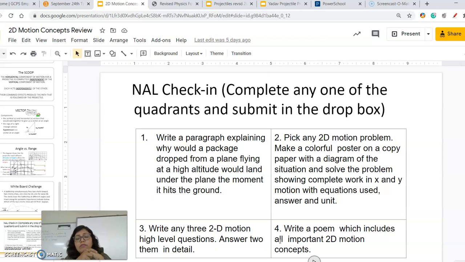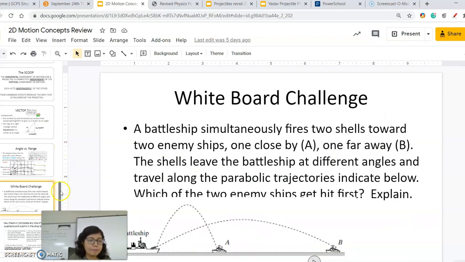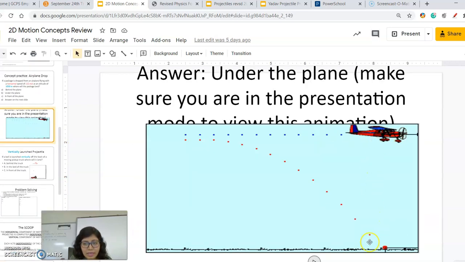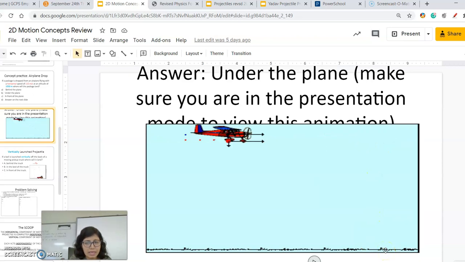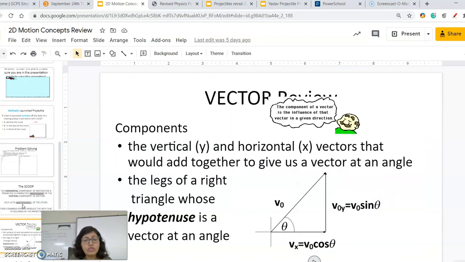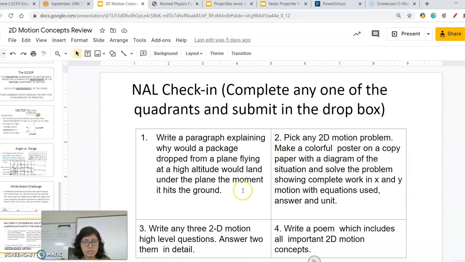You can look at any of the work we have done in the past, including problems, mind map template, and notes, and try to work on this. One of the quadrants says you are writing a paragraph explaining why, if a package is dropped off a plane, the package is right under the plane. You're explaining that by writing a paragraph. That could be one thing. Or you can pick one of the number problems. It could be one from the homework assignments we are doing.